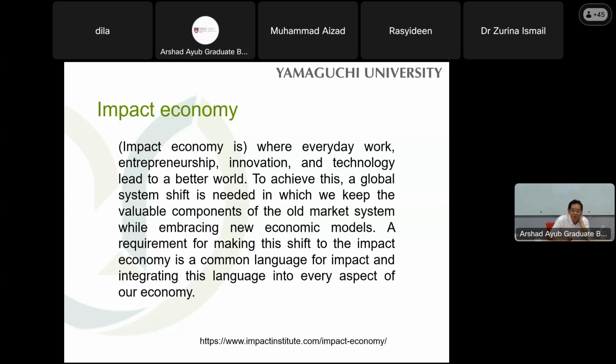To achieve this, a global system shift is needed in which we keep the valuable components of the older market system while embracing new economic models. Our requirement for making this shift to the impact economy is a common language for impact, and integrating this language into every aspect of our economy. This is a somewhat casual definition of the impact economy.